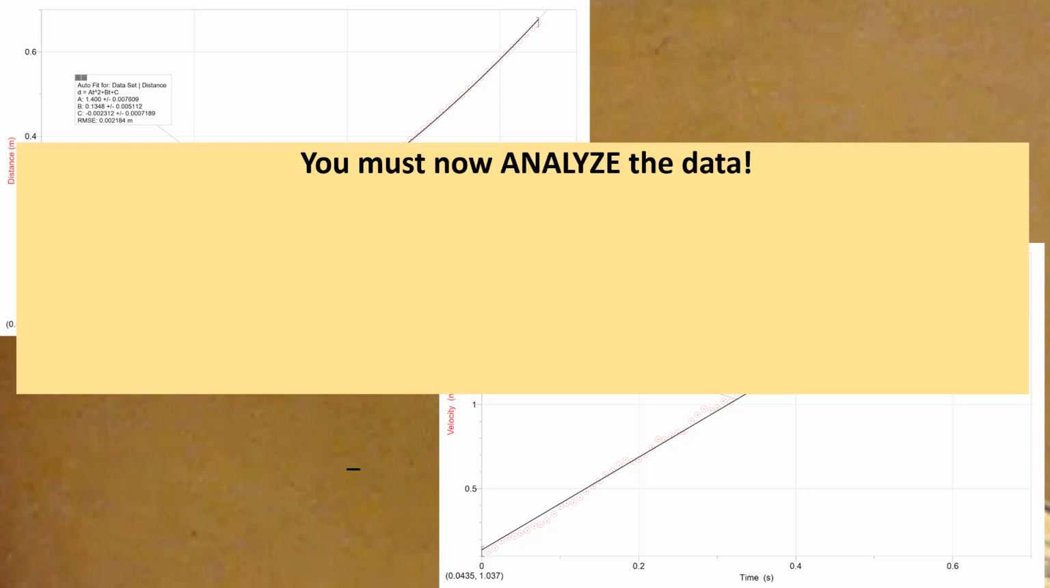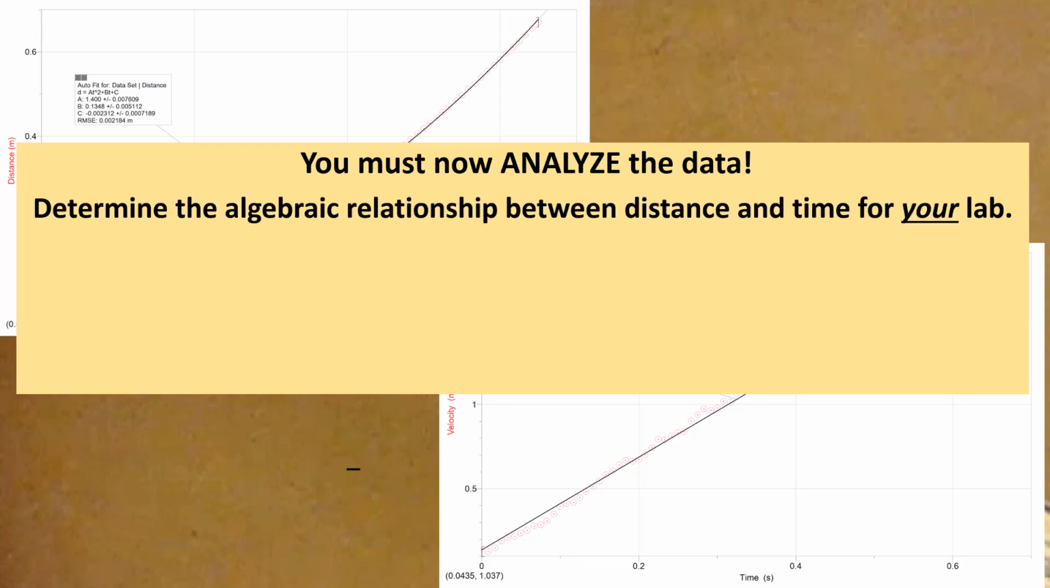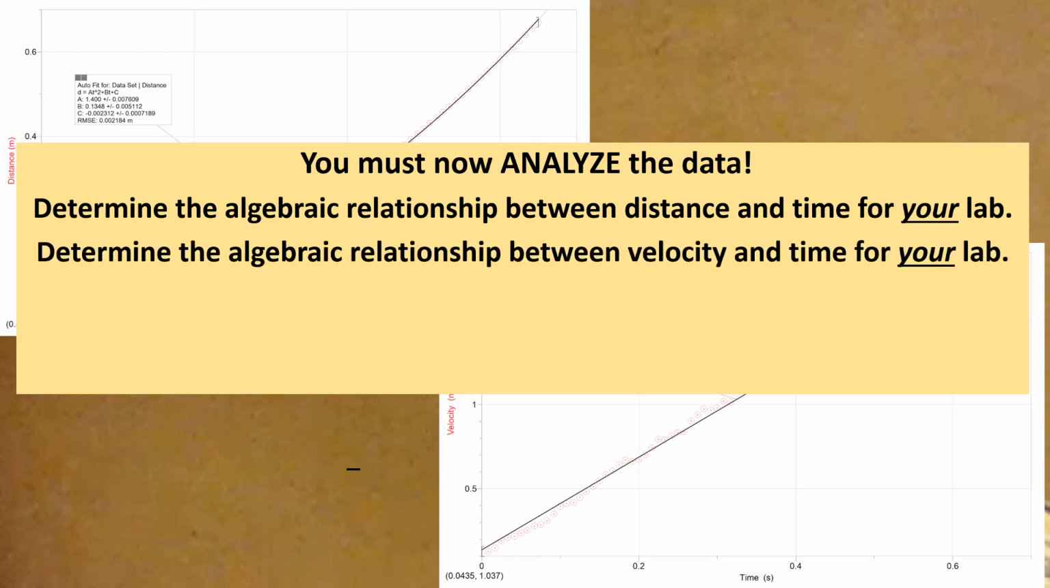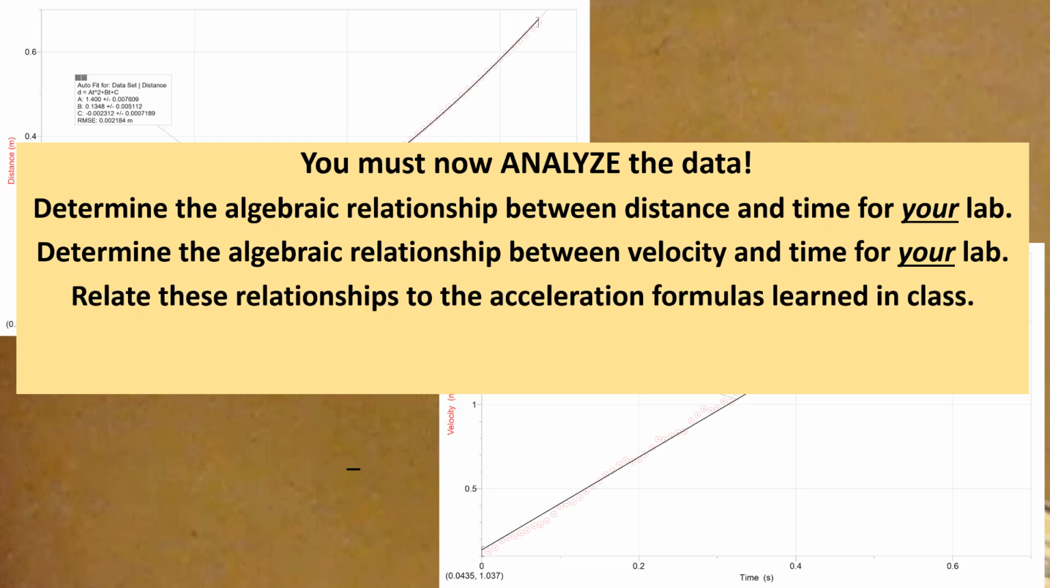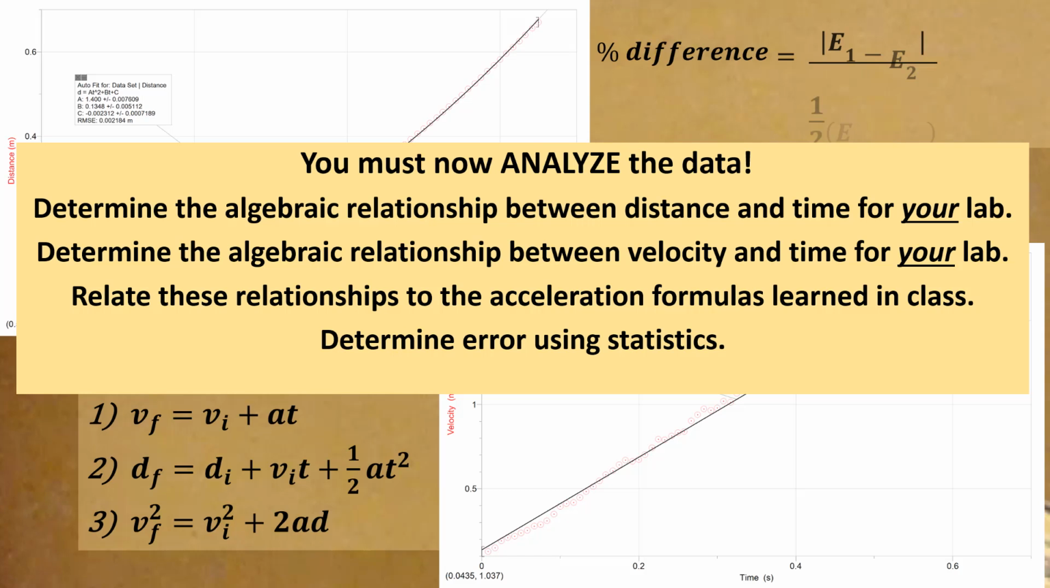In reality, you must now analyze the data. You must determine the algebraic relationship between distance and time for your lab. You must determine the algebraic relationship between velocity and time for your lab. You must relate these relationships to the acceleration formulas learned in class. And finally, you have to determine some error using statistics. We have the equations we learned in class. We have the equation for percent difference.